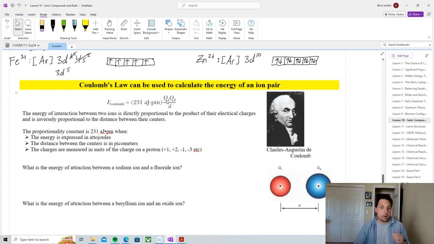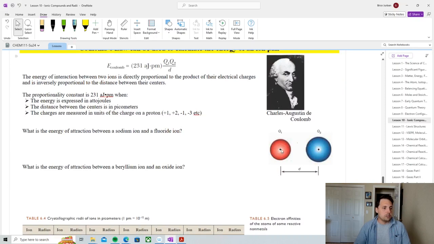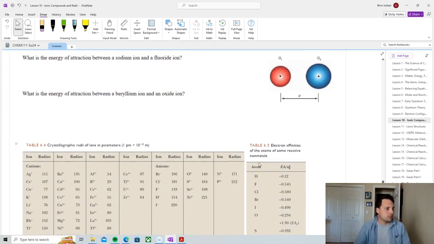If the charges have, instead of a positive 1 charge, positive 2 and a negative 2 charge, this energy attraction gets larger and larger. In fact, it increases much faster as we increase the charge on these ions. And I'll show you that in a minute. The distance is largely not going to be too variable. So what we'll do is we'll combine the radii of each of these charges together and approximate them as being touching spheres. Okay, so that's the assumption here.